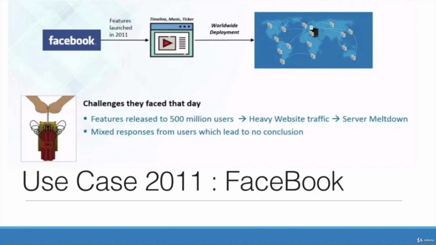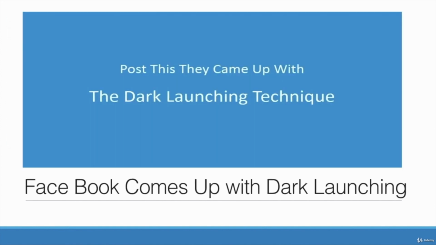So they got a mixed response from the users, which led to no conclusion, because there was no way to remove these features, no way to come out of this kind of situation, right? So after this incident, Facebook created a strategy which they called the dark launching technique. Let's discuss what the dark launching technique is, and what strategy Facebook maintains after the incident of 2011.